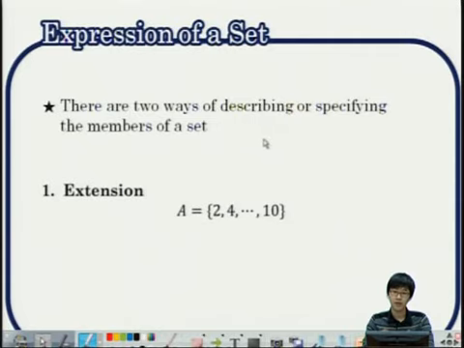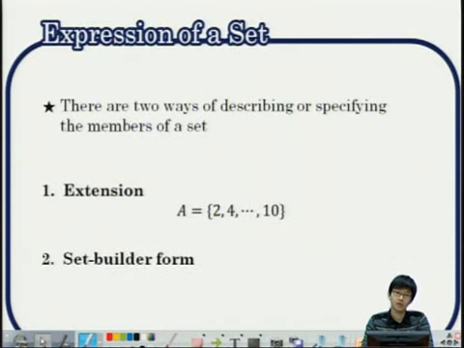There are two ways of describing or specifying the members of a set. So we learned about the definition, and now we have to learn about how to express this set. Because in some sets, the members, there are so many member objects that we can't write all of it. So there comes a set builder form.